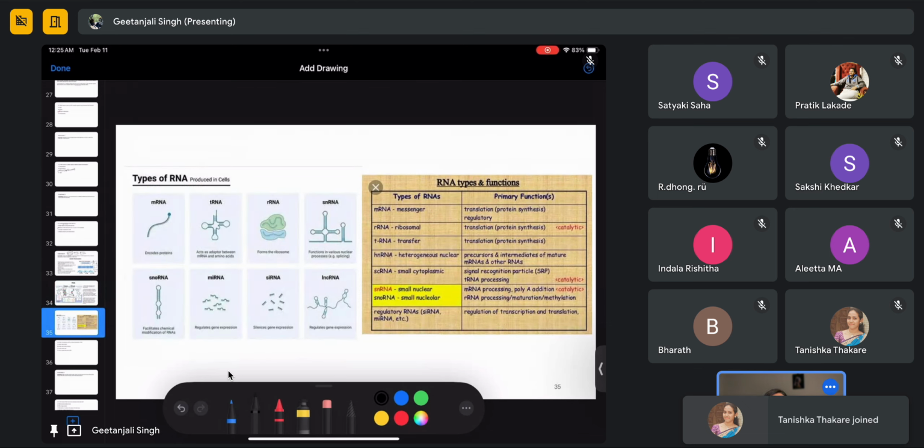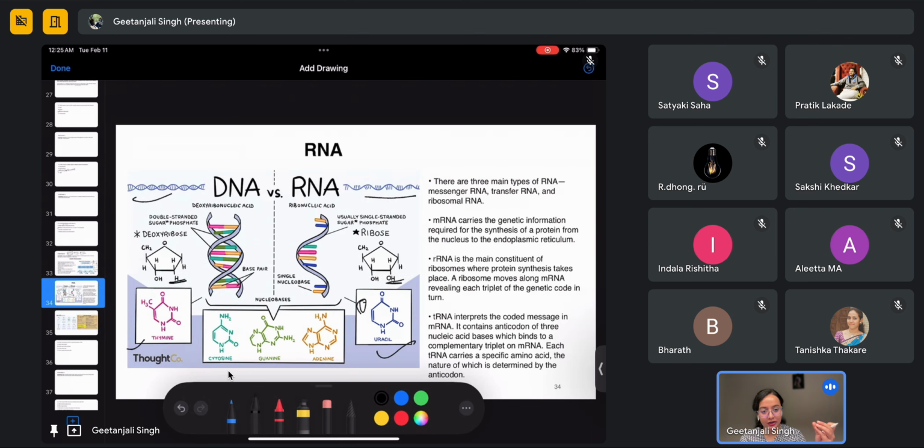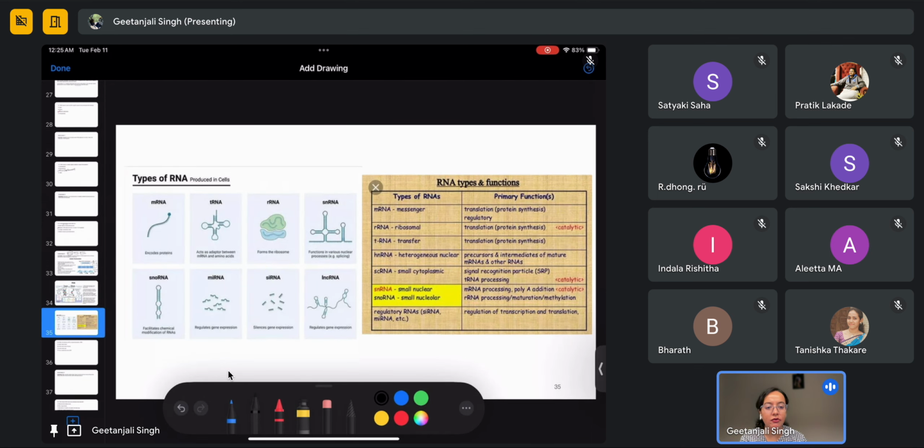Now there are three main types of RNA, but there are a few more types when we go deeper. Just remember this, we will not discuss this in depth. mRNA, messenger RNA, is involved in translation, that's protein synthesis. tRNA is also involved in translation, and rRNA. All three of them are involved in translation.